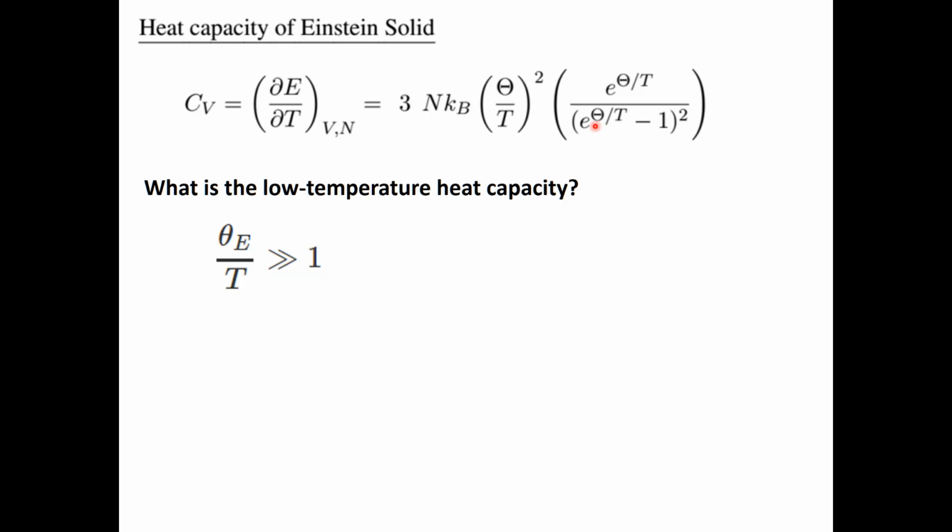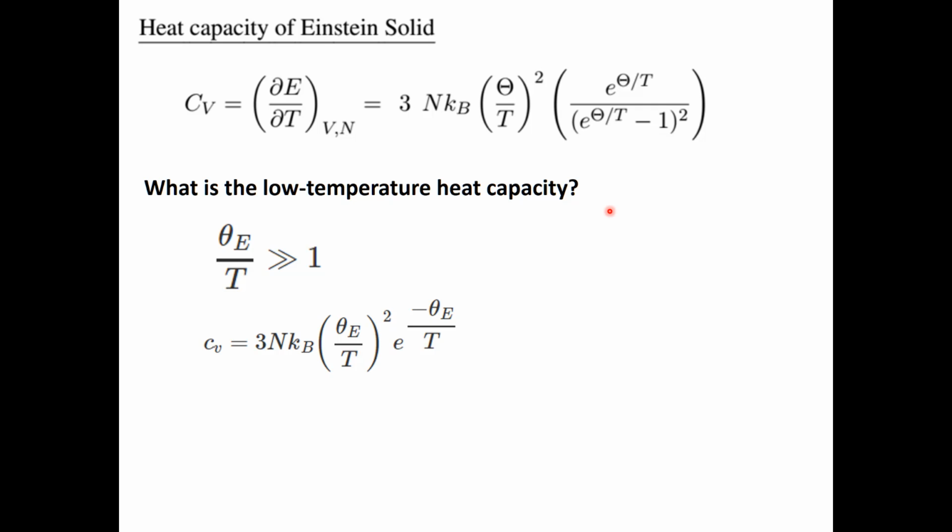So it's still a big number, and so I have e^(θ/T) basically divided by e^(θ/T) squared. So this is basically going to come out to 1 over e^(θ/T), right? Now, if I look at the full expression, you're going to get something that looks like this. So you'll have 3nk_B (θ/T)² times e^(-θ/T). That's what we did over here.